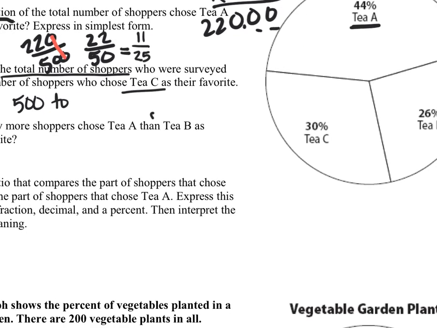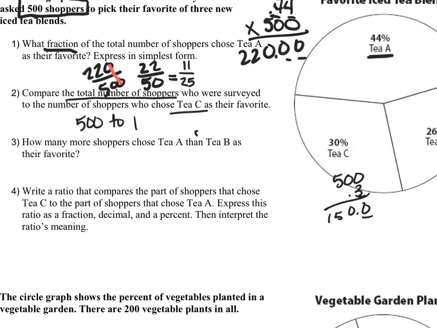Well, TC is 30%. 500 times 30%, which would get 150. Okay. Could I reduce that? Can 50 go into 500? 10 times. 50 goes into 150 3 times, so it's a 10 to 3 ratio. So make sure you're writing it as a 10 to 3, not 3 to 10, because they say total number first.